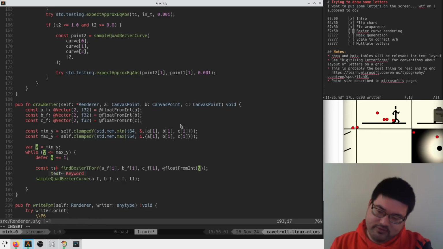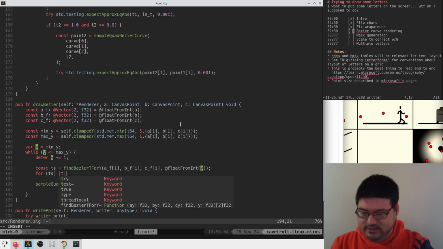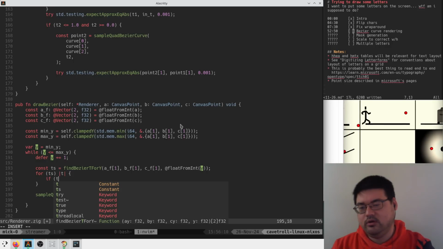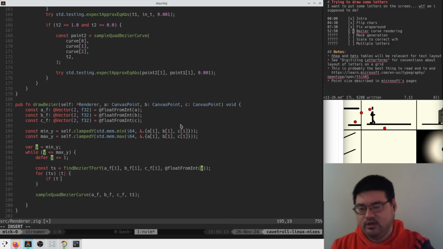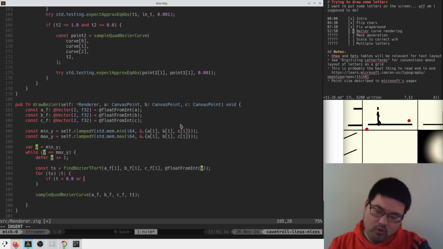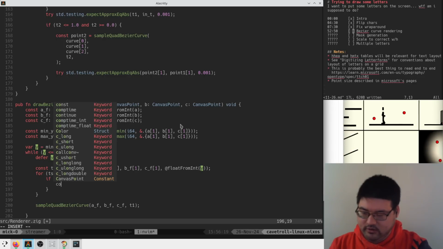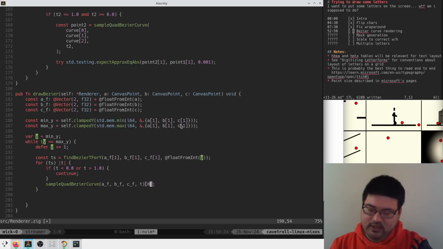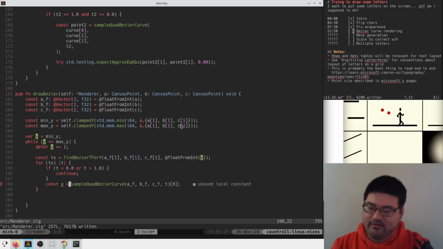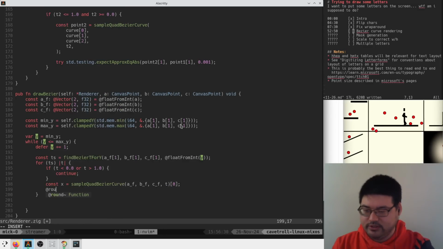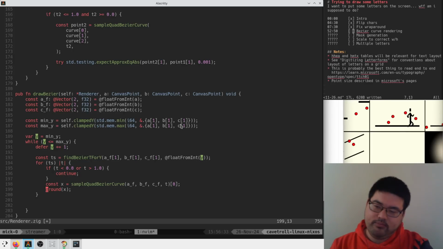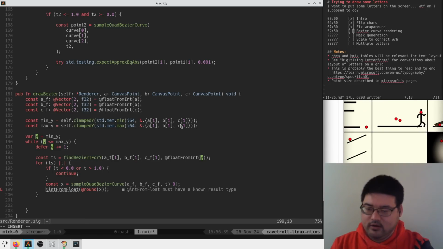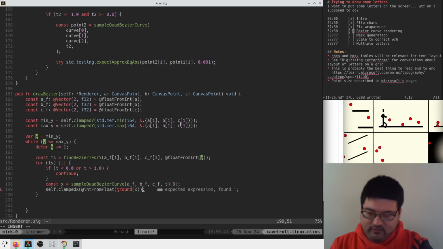So we have 2 T's that come out of this. For T, if T is less than 0 or T is greater than 1.0, continue. Otherwise, we sample that and we get the X value. So now we have one specific X value that we want to round, and probably convert int from float after rounding, and then clamp it into the canvas, probably.